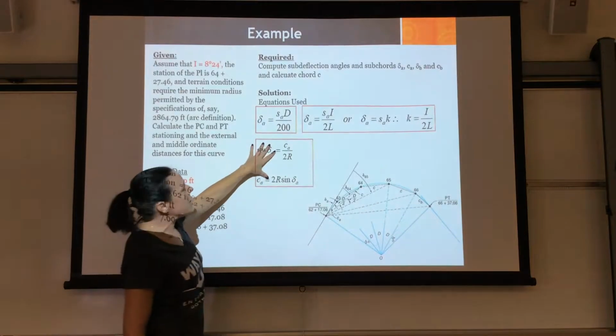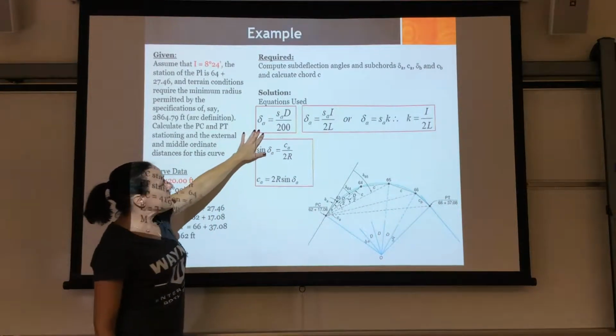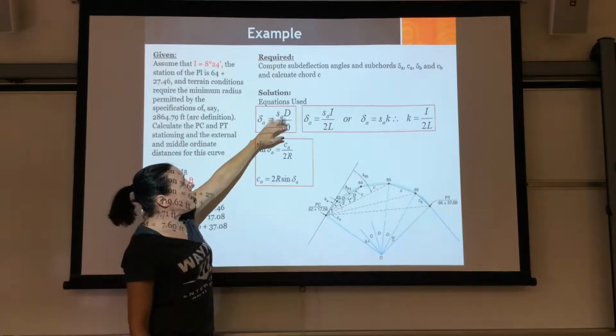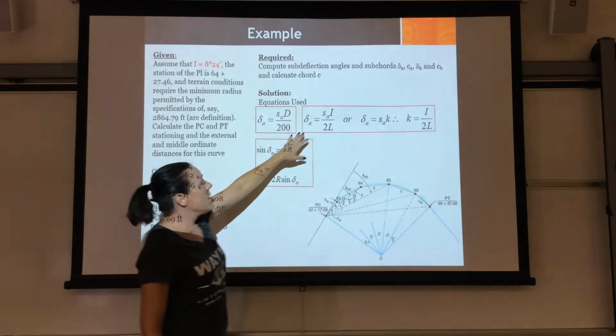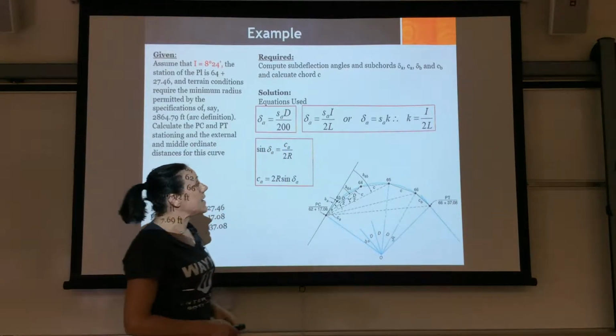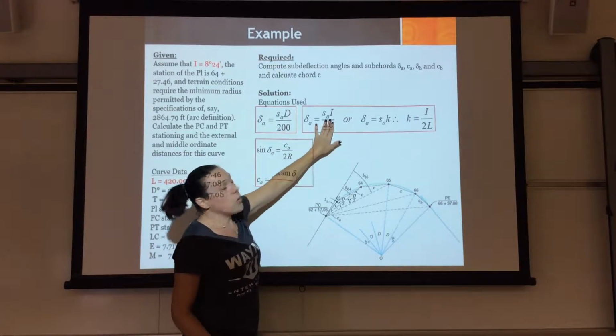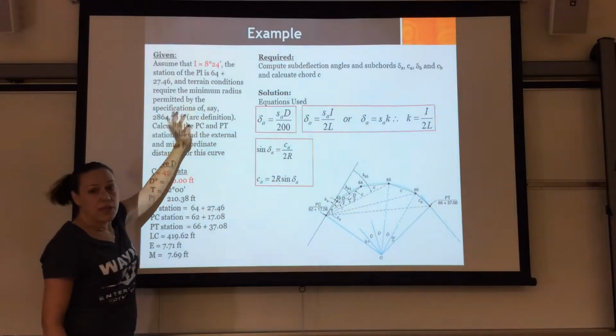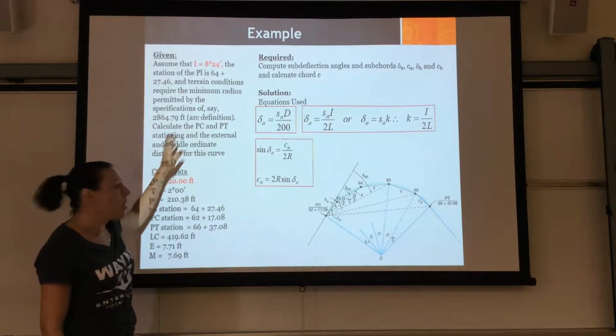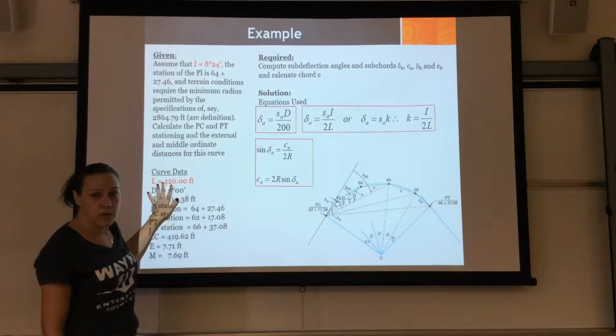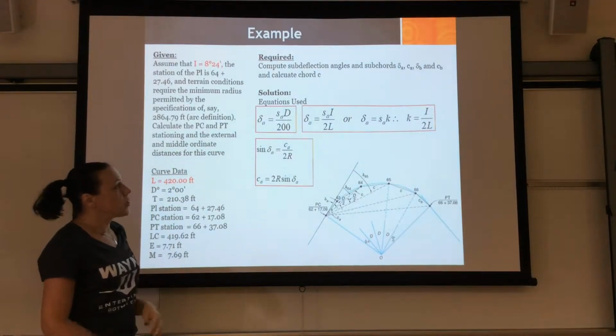So we'll use these equations. Now, deflection at A is equal to SA over D over 200, or the deflection at A is equal to SA over I over 2L. We use this usually because we know the intersection angle and the length. We also know what the degree of curve is. It's up to you which equation.